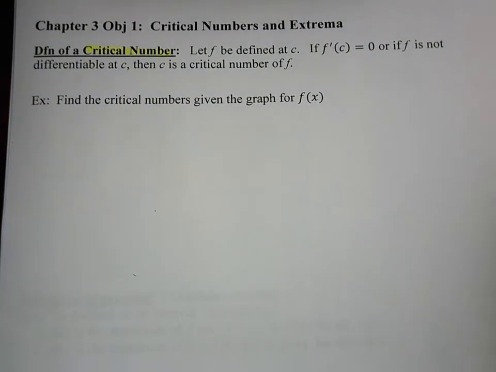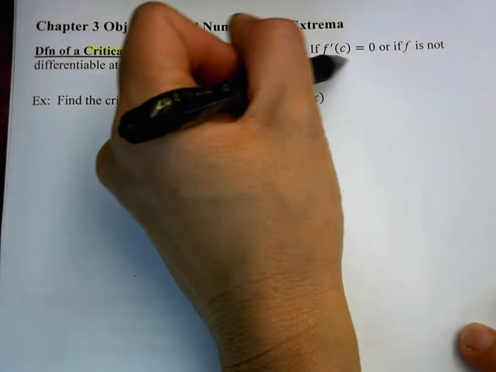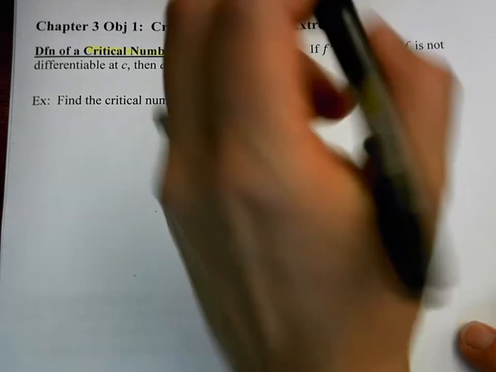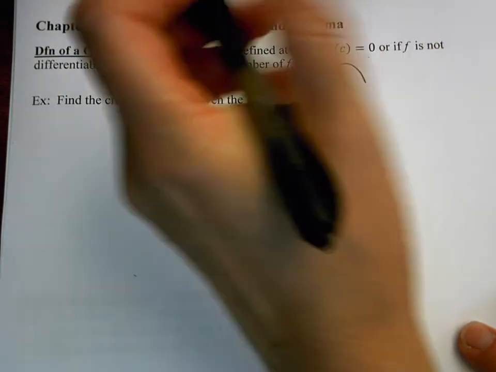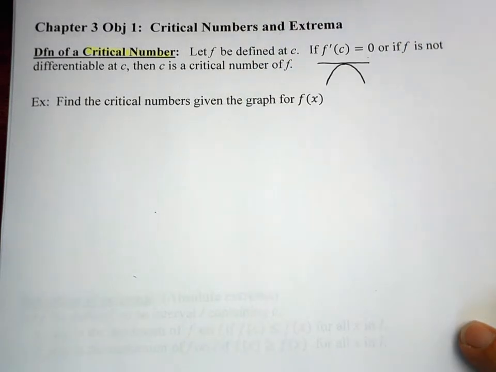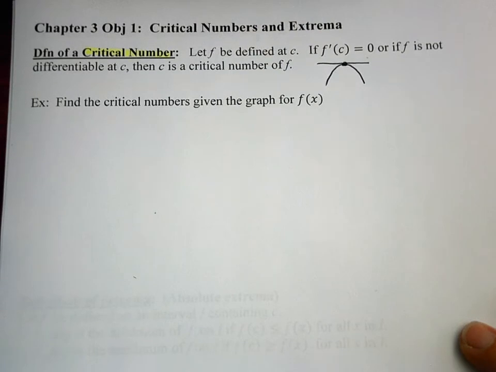So what we are looking for are two things to occur, basically. If our derivative is equal to 0, this is saying the slope at that point is 0, so we have a horizontal tangent. If I have a graph that does this, then this would be a horizontal tangent. And so that value, x equals c, would be a critical number, because the tangent line is horizontal.